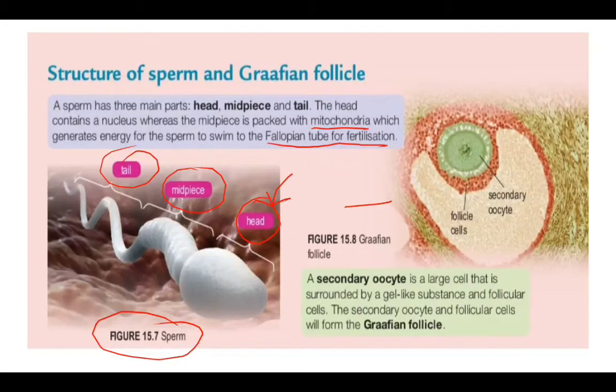And then this one is the Graafian follicle. This is the follicle cells, and this is the secondary oocyte. The secondary oocyte is a large cell that is surrounded by a gel-like substance and follicular cells. The secondary oocyte and the follicular cells will form the Graafian follicle.